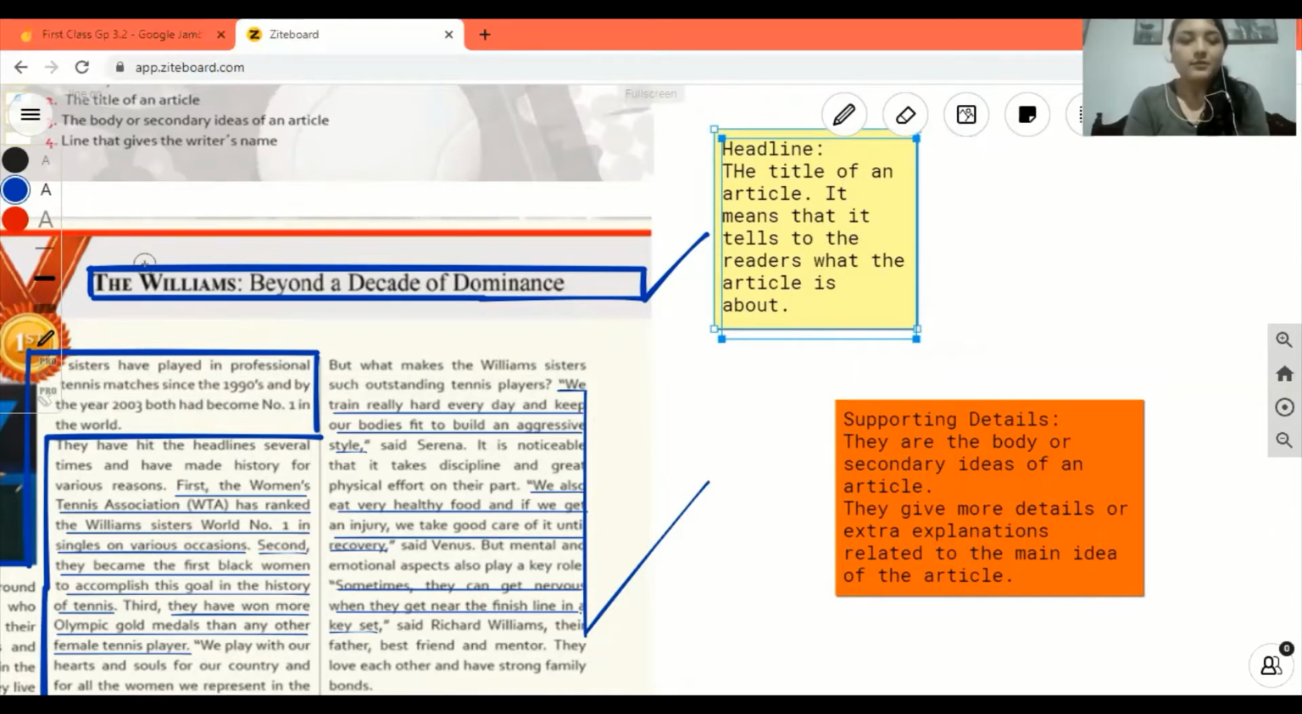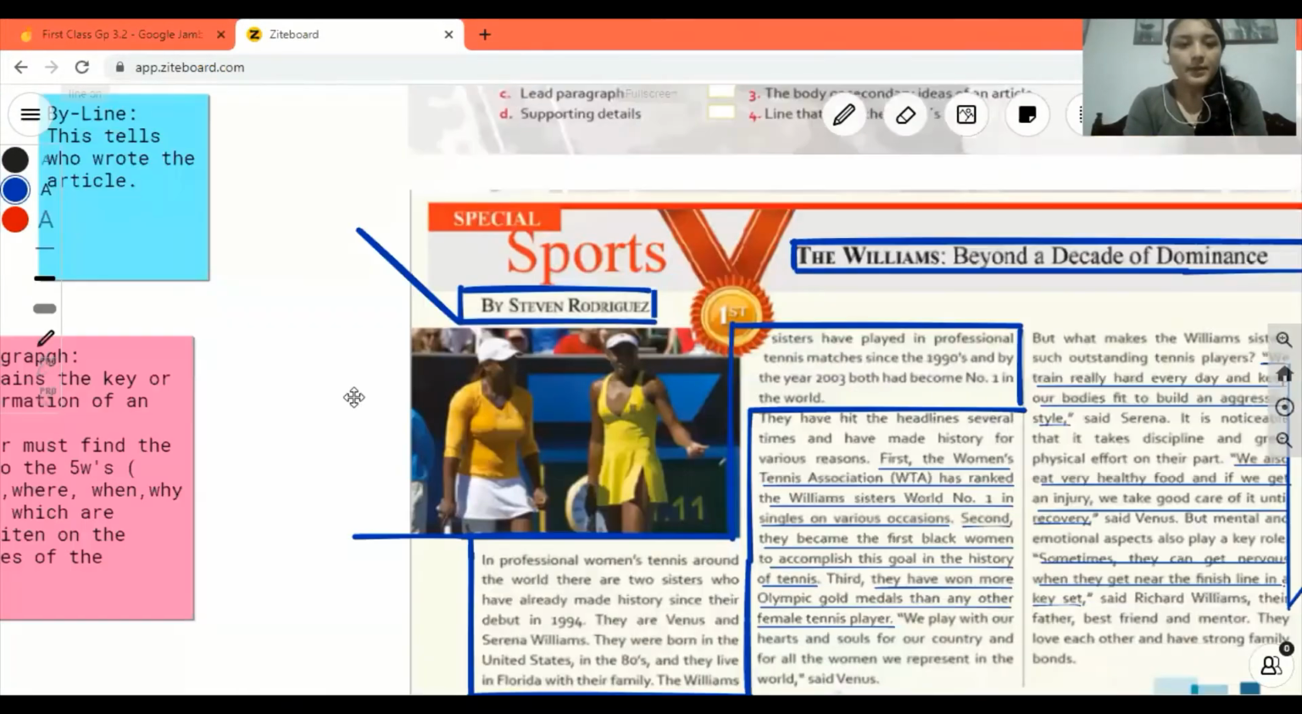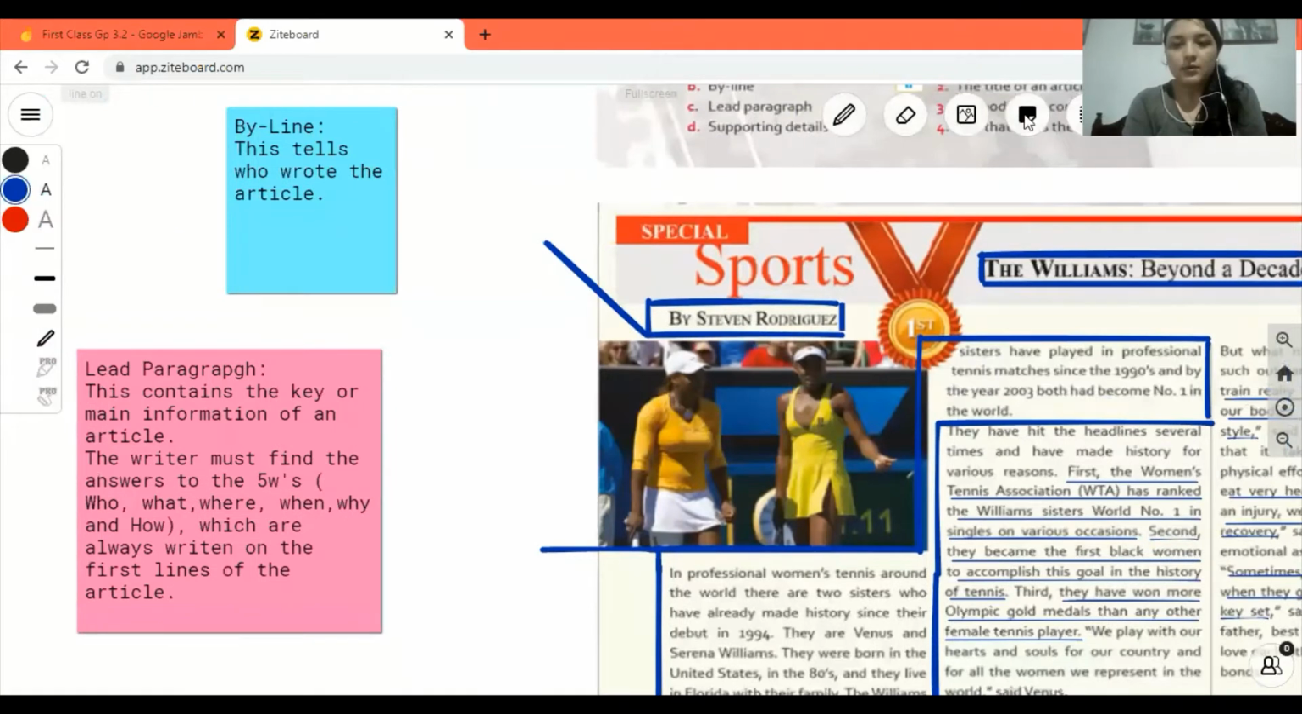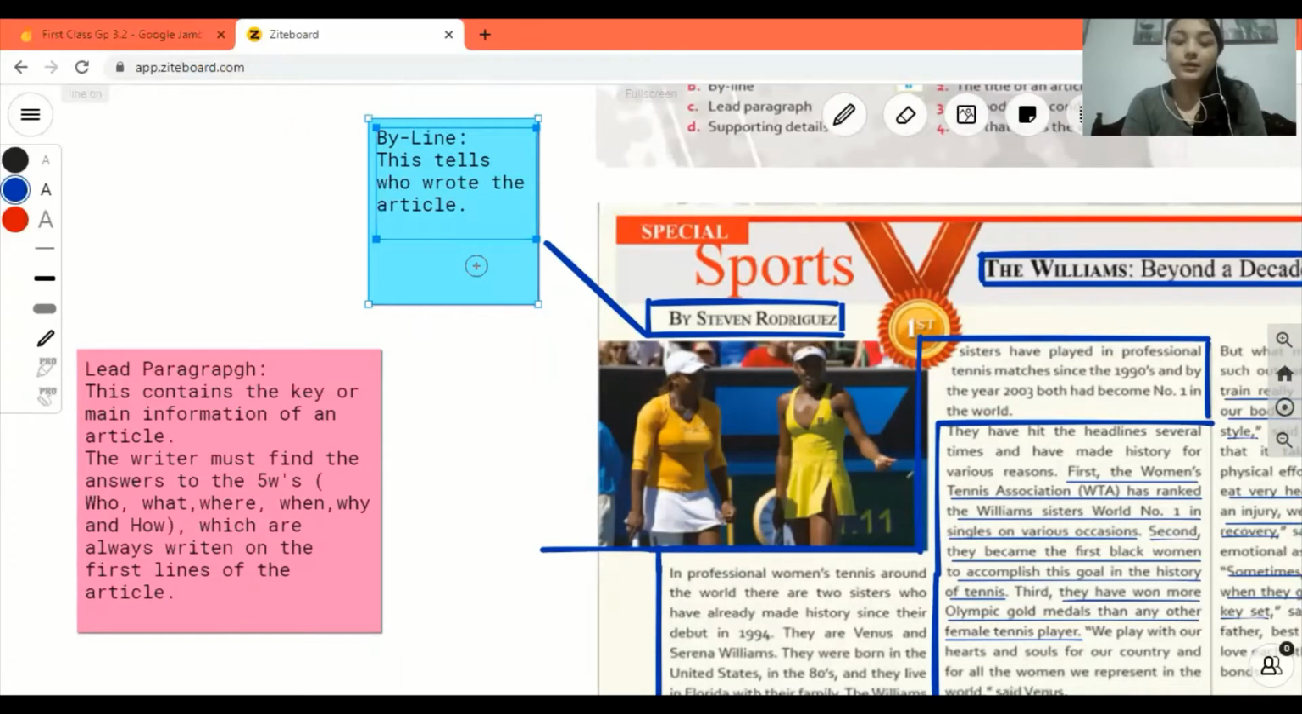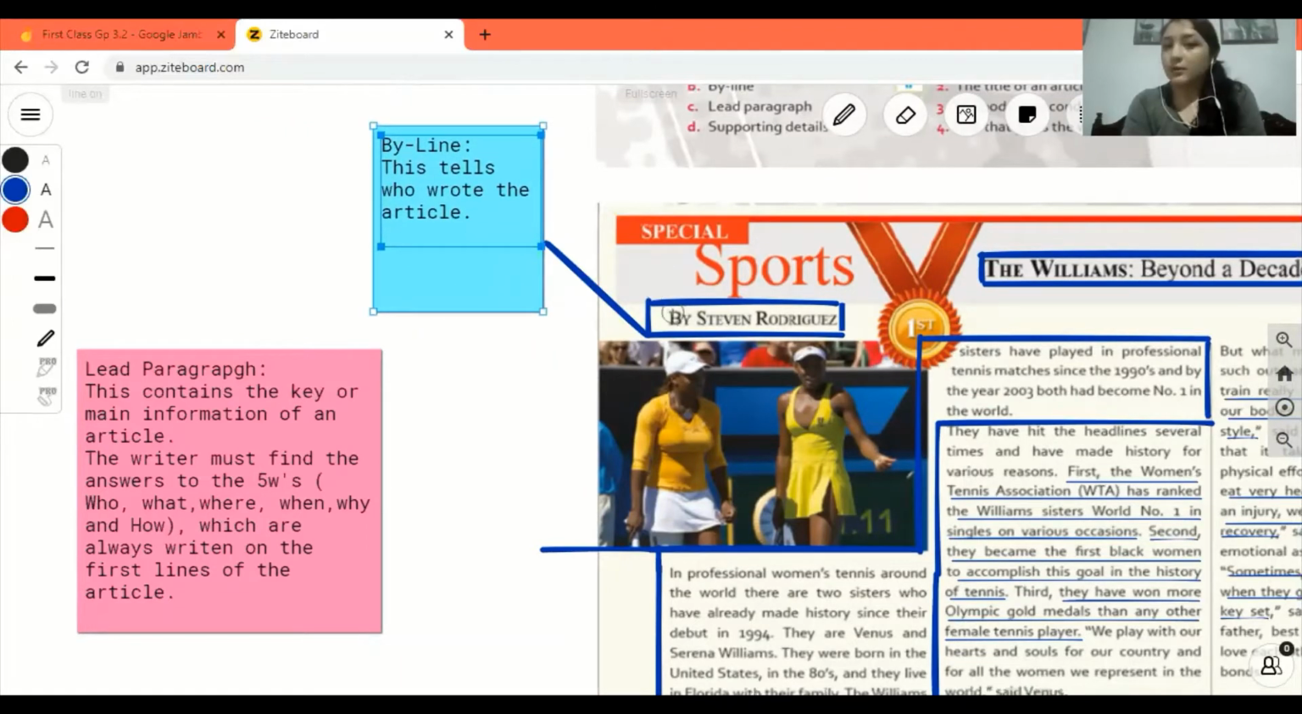In this case, we have the title, "The Williams: Beyond a Decade of Dominance." That is the headline. The second part is the byline. What is a byline? It tells who wrote the article. In this case, the article was written by Steven Rodriguez, right? So the byline tells who wrote the article.